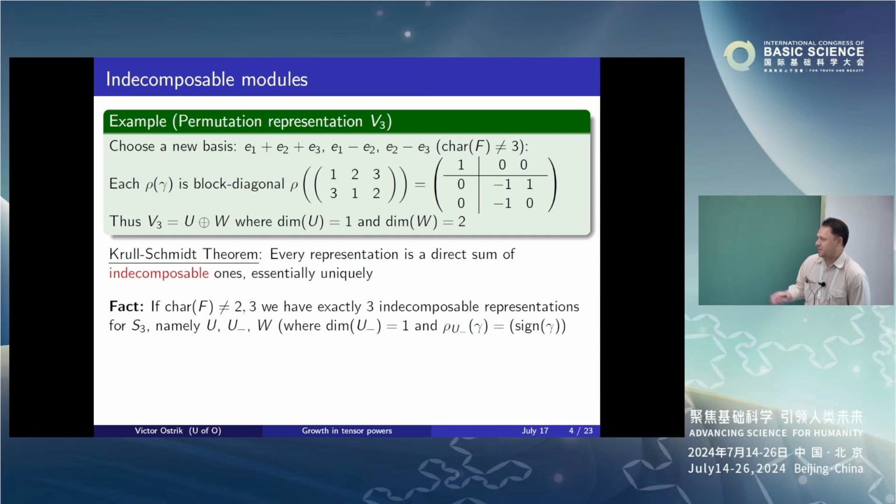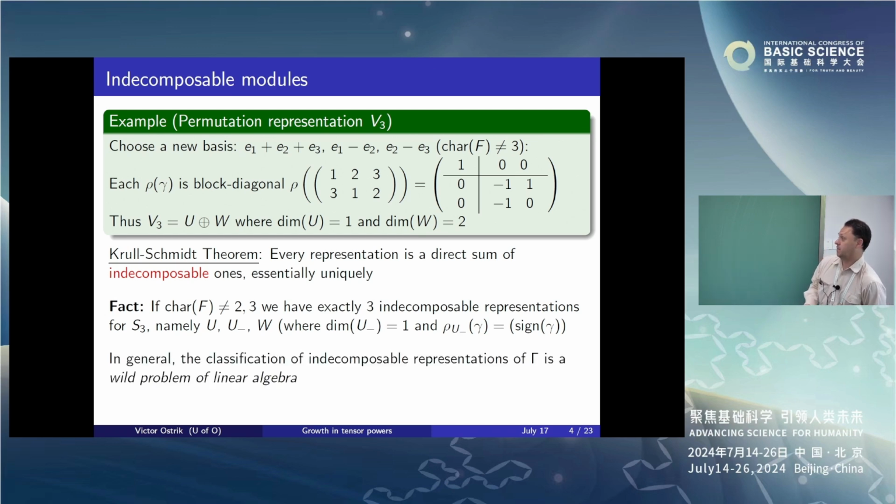Here is a standard fact. If you take the symmetric group S3, and the characteristic of your field is not 2 or 3, then there are just 3 indecomposable representations. Two of them were already seen: U and W. And there is one more, U minus, which is one-dimensional and sends every permutation to its sign. By the way, for the representation U, every permutation is sent to just a one-by-one matrix with one inside of it. That's a very simple one, usually called the trivial representation.